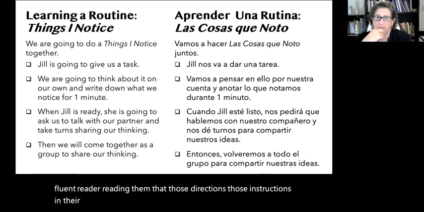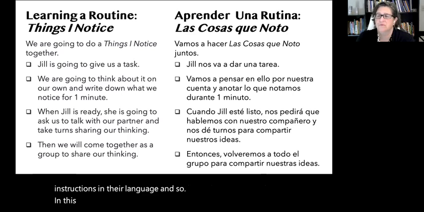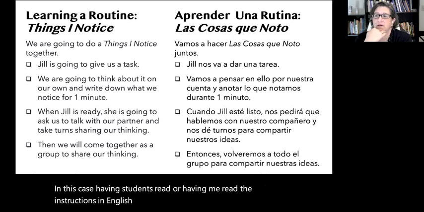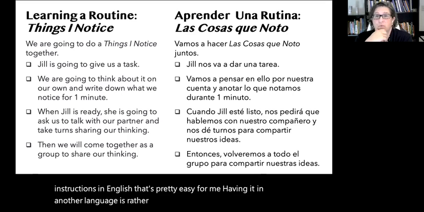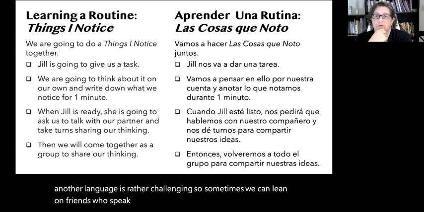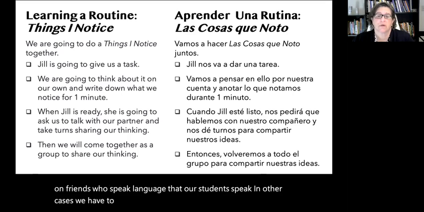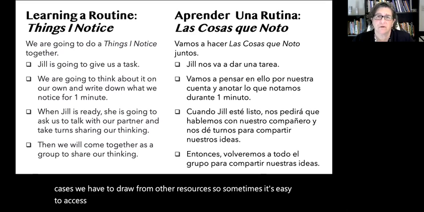And so in this case, having students read or having me read the instructions in English, that's pretty easy for me. Having it in another language is rather challenging. So sometimes we can lean on friends who speak the language that our students speak. In other cases, we have to draw from other resources.